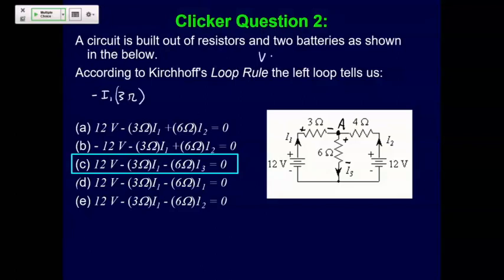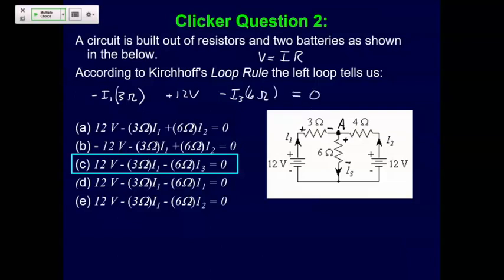Again, for the potential, the voltage drop for a resistor is our good old friend I times R. And so the first one I come to is that negative. I come over to here. The next I come to would be positive 12 volts. And then I come over to here. And then the last sign I come to first is negative. So it'd be negative I3 times 6 ohms. And then I get back to A. And so I say equals 0.